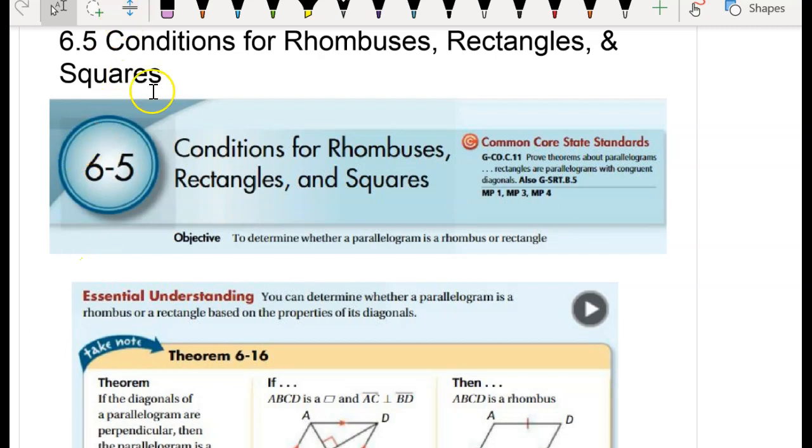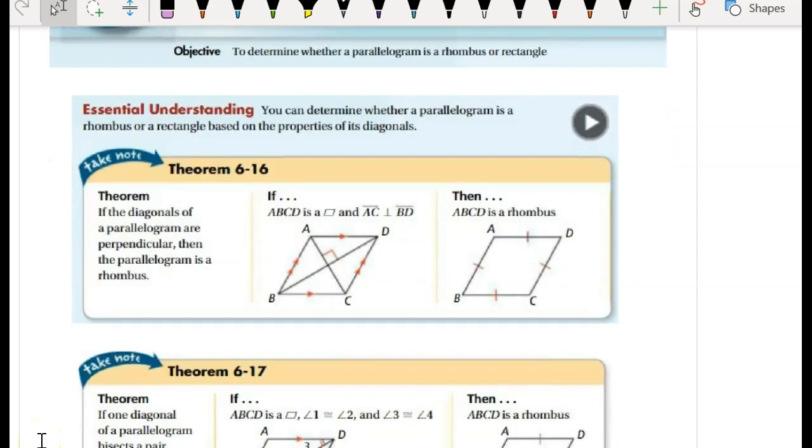This is lesson 6.5, Conditions for Rhombuses, Rectangles, and Squares. So what we want to do today is to be able to determine whether a parallelogram is a rhombus or a rectangle. One of the most important things for you to understand is that you can determine whether a parallelogram is a rhombus or a rectangle based on the properties of its diagonals.